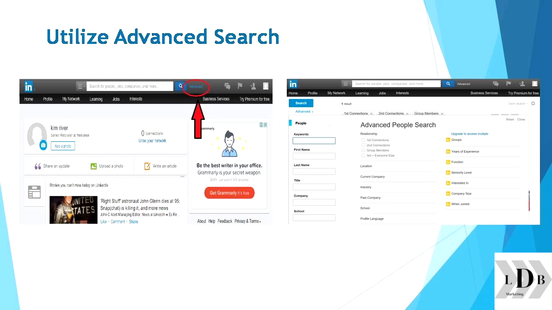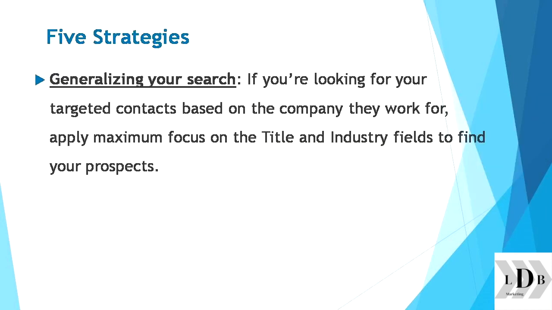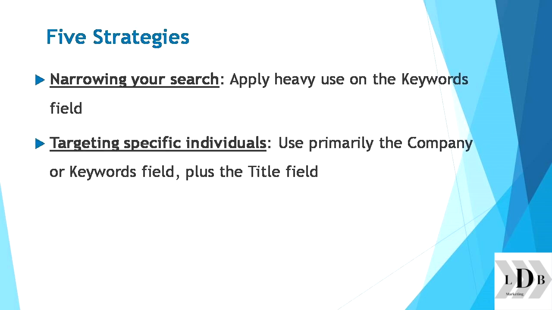Here are 5 strategies to help you further customize your search to reach targeted prospects. Generalizing your search. If you're looking for your targeted contacts based on the company they work for, apply maximum focus on the title and industry fields to find your prospects. Narrowing your search. Apply heavy use on the keywords fields to narrow your search results when you need to reach people within a specific niche of an industry. Targeting specific individuals. Use primarily the company or keywords field, plus the title field, to help you find specific individuals in your targeted companies or industries.